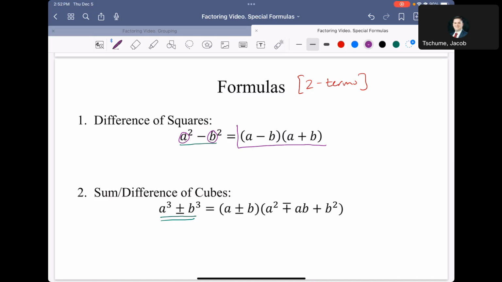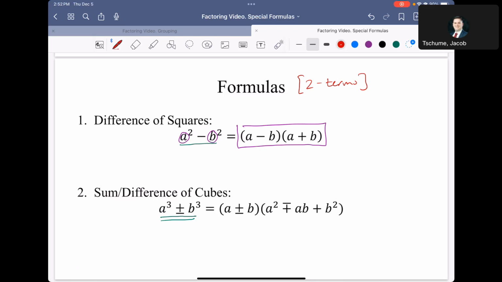It would factor into a minus b, multiplied by a plus b. But the important thing is you have to identify what the a and b are in order to put it into its factored form. Now, what happens when we move to a cube term? Unlike the first one, where only subtraction works with squares, with cubes you can actually do this with addition or subtraction. The good news is that the formulas are very similar, so let's start with that.